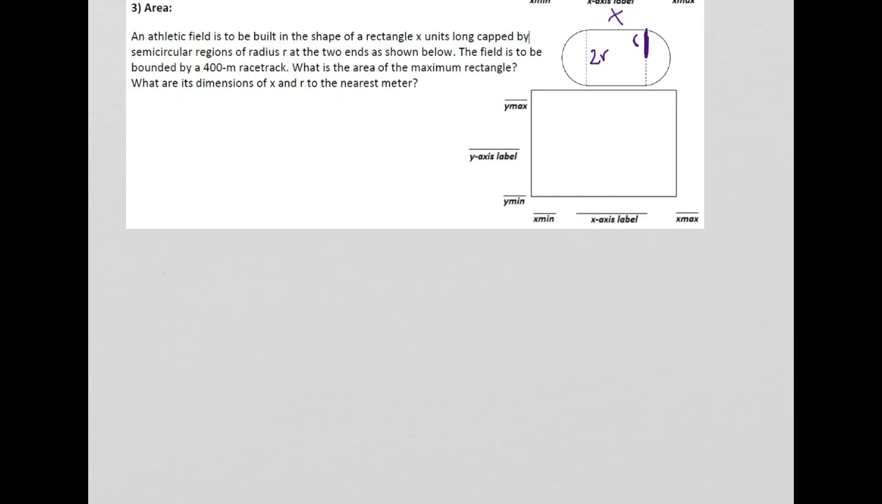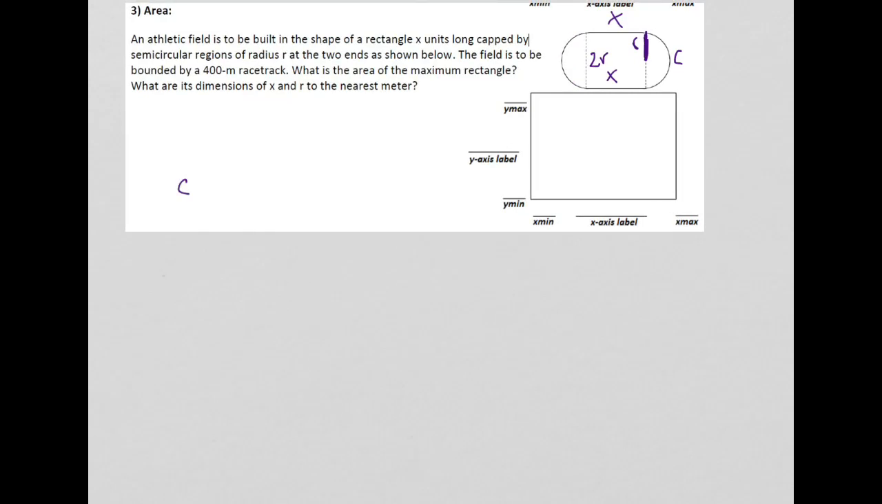Because we know that overall there is 400 meters for the racetrack. So we need to remember what the formula for the circumference of a circle is, because that's going to be part of our racetrack. If you think about it, our racetrack is going to be x, and then plus the circumference, because half of it is going to be there, and then half of it is going to be over there. So circumference equals pi times the diameter. Well, the diameter is 2r, so circumference equals 2 pi r, which we also already knew.